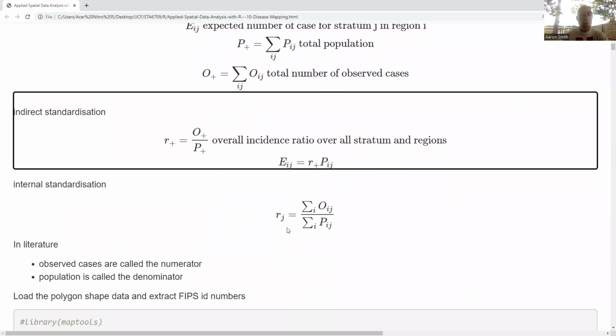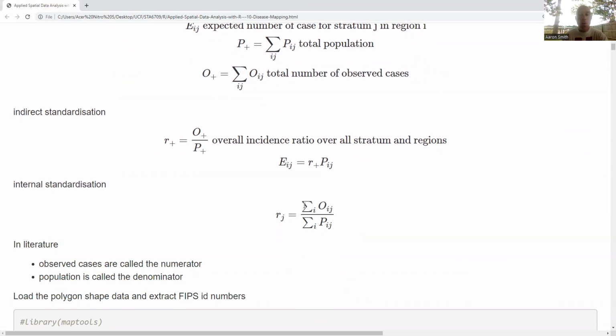Now, internal standardization is what we're going to do: for the subgroup of interest, I'm going to sum over the other index and get this. So here, J means that we're interested in a particular population subset. Let's say I'm interested in female or male, Black, white, Hispanic, and so on. Then I sum over all the regions of the number of cases, and then I divide by the sum of the populations.